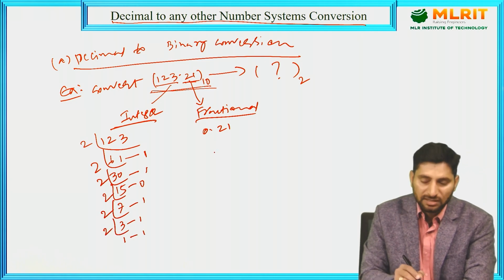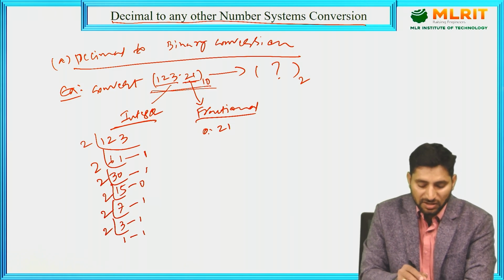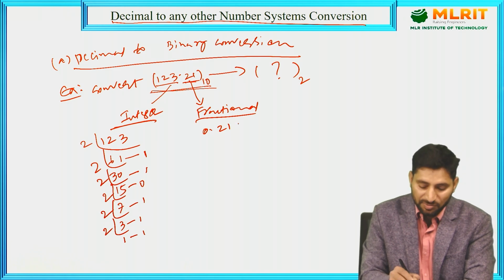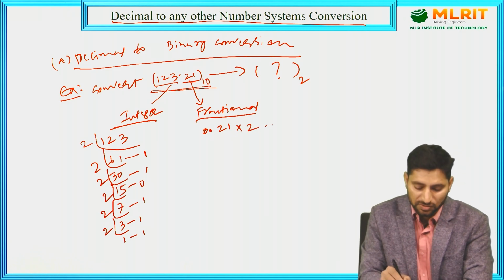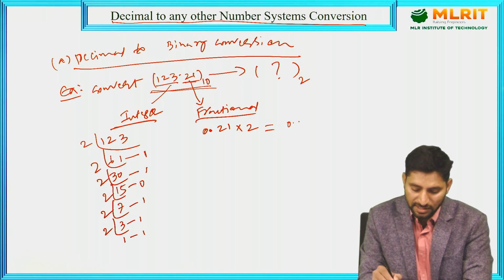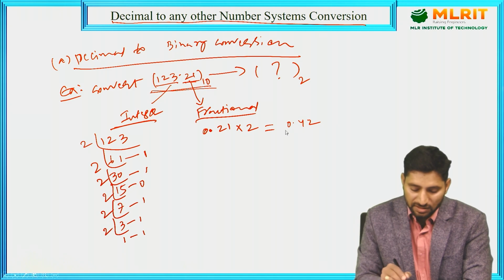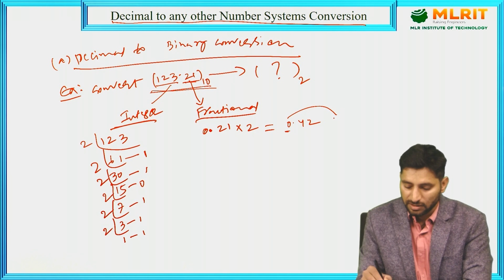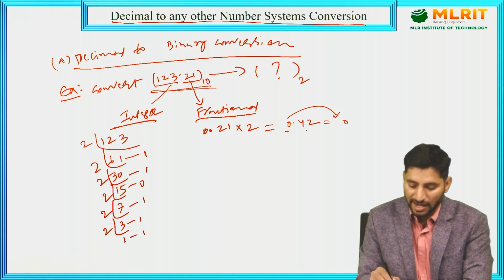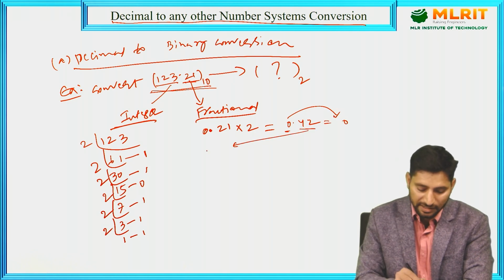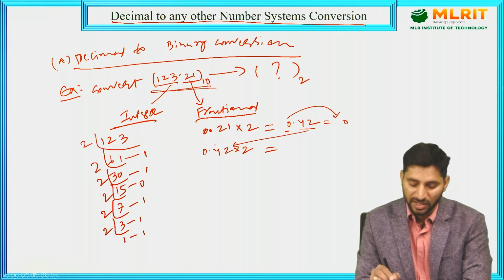For the fractional part, as I said just now, to convert the fractional part into binary, I must multiply it by 2. So multiply this fractional part, 0.21, by 2. What is the quantity? After multiplication, 0.42. While multiplying, you have to observe the integer part. You copy the zero here and take the fractional part again, 0.42, and multiply it by 2 again.